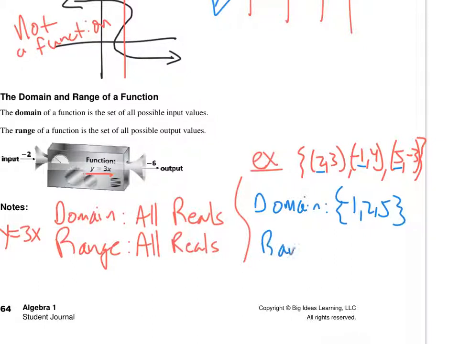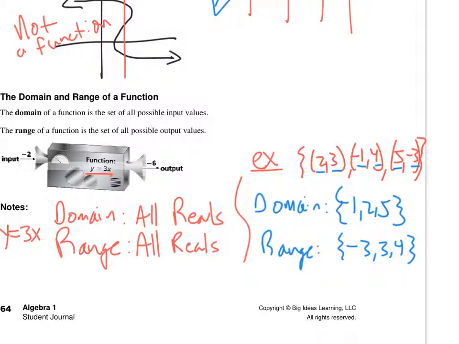The range is all the y values. What are the y values? Well, we have 3, 4, and negative 3. Negative 3, 3, and 4. And the range. So there's only 3 numbers that are inputs. There's only 3 numbers that are outputs. Okay? So this is kind of a limited function. And so the domain is a small set and the range is a small set.